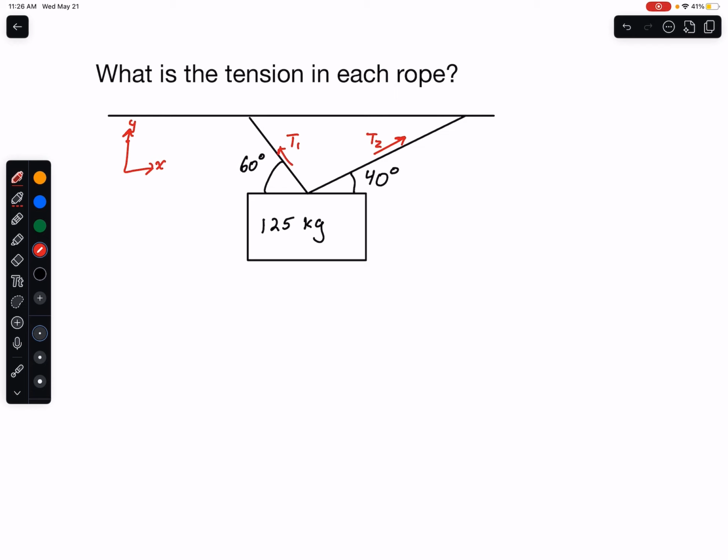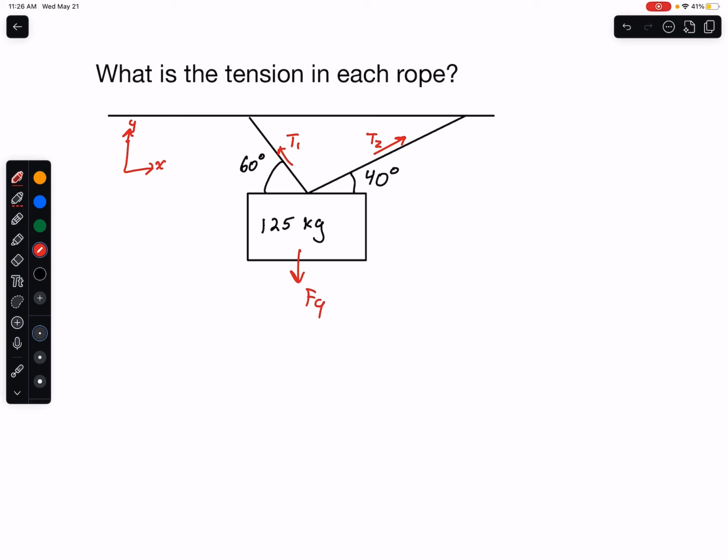In this video, I'm going to be solving the problem of finding the tension in each rope with its hanging mass. Here we have a 125 kilogram block hanging from two ropes, tension 1 and tension 2, at 60 degree and 40 degree angles from the x-axis plane. The first thing I'm going to do is put together a free body diagram for this model.